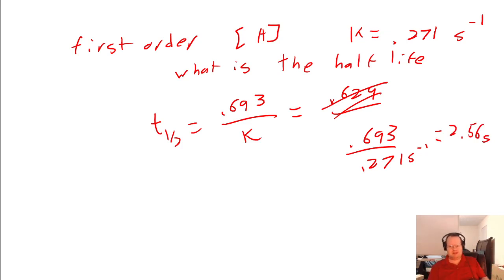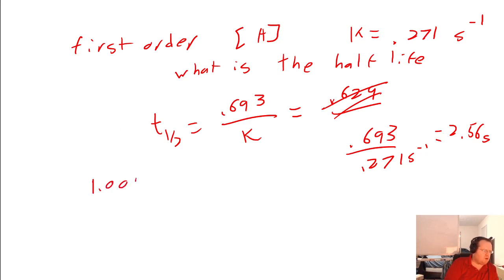So what that means is that in 2.5 seconds, or 2.6 seconds, or 2.56, if you give it that long, 50% of A will be used up. That's true whether you start with 1 molar, half a molar, a tenth of a molar, 10 molar somehow, if it's a really concentrated solution, whatever it is. It's going to go down every 2.5 seconds. It uses up half. So let's consider that.